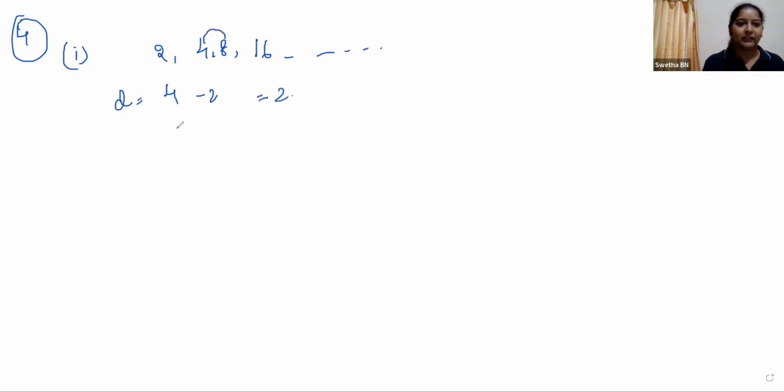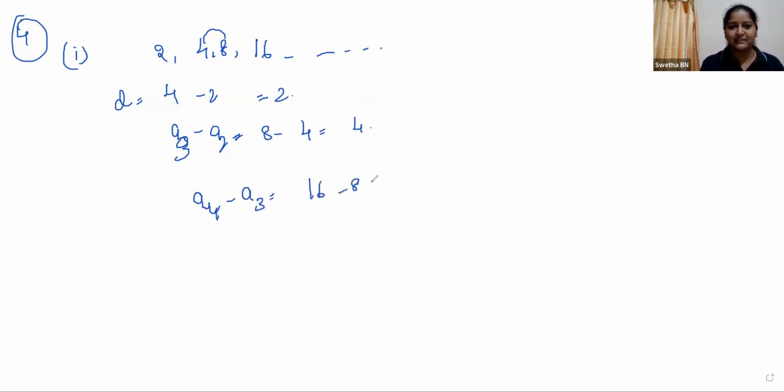And what about A3 minus A2? See, while solving the problem, you should write all these things, children. Don't write directly. Write A3 minus A2 is equal to 8 minus 4, it is 4. And what about A4 minus A3? That is 16 minus 8, that is 8. See, we are getting 2, 4 and 8. The common difference is not the same, so they are not forming an arithmetic progression.